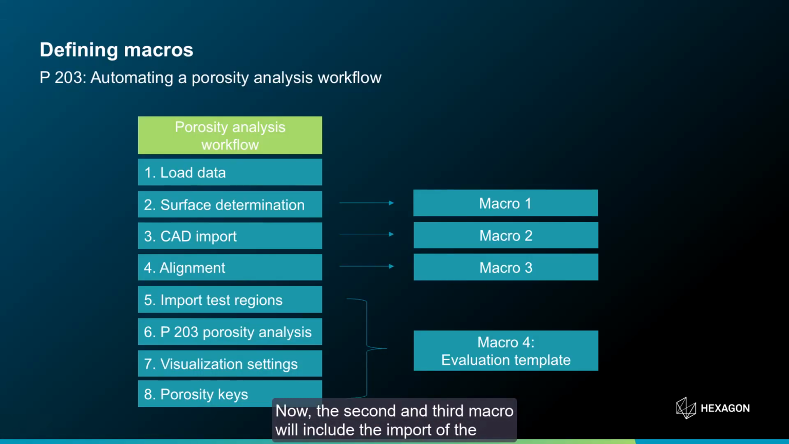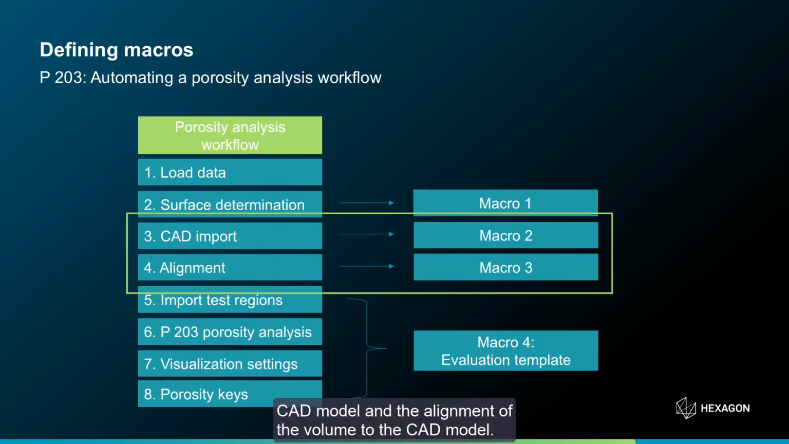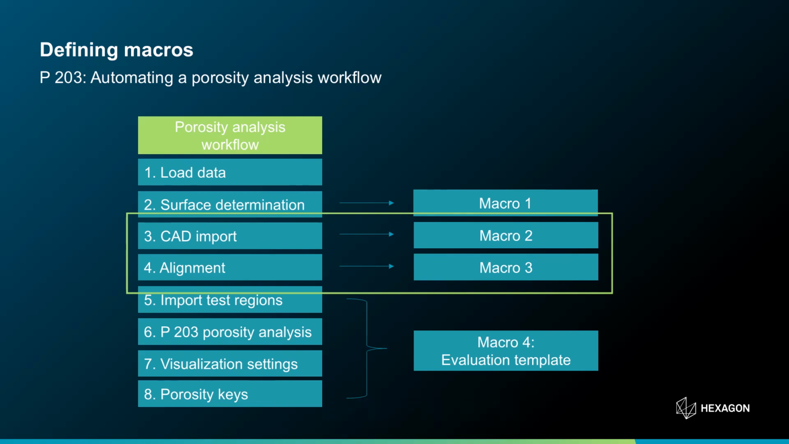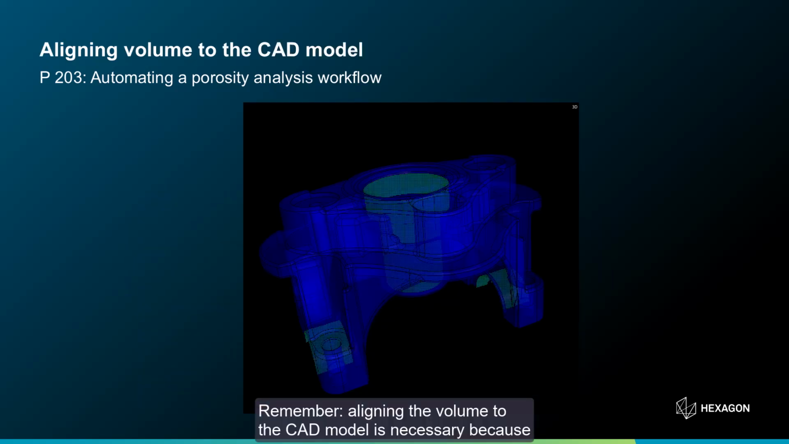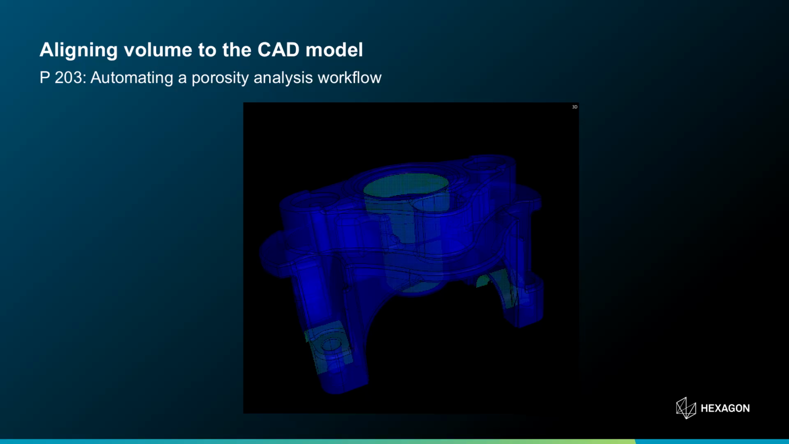Now, the second and third macro will include the import of the CAD model and the alignment of the volume to the CAD model. Remember, aligning the volume to the CAD model is necessary because the test regions we'll be working with were created on the CAD model. To make sure they fit perfectly on the volume, I need to align the volume to the CAD model. Let's start with the import of the CAD model.